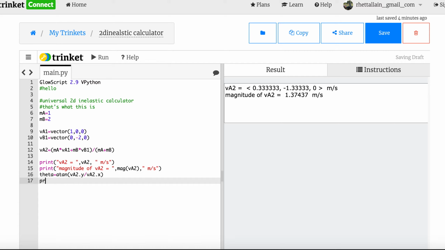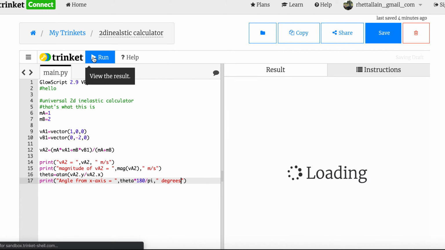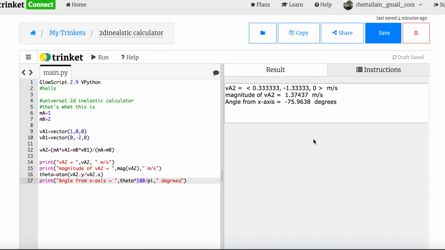And now I want it in degrees, but that's fine. So let's say print angle from x-axis equals. And now I want this in degrees, that's in radians. So I'm going to say theta times 180 divided by pi degrees. There you go.